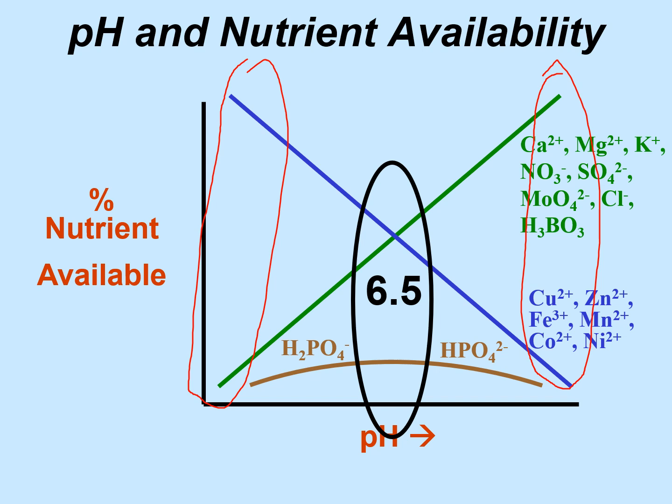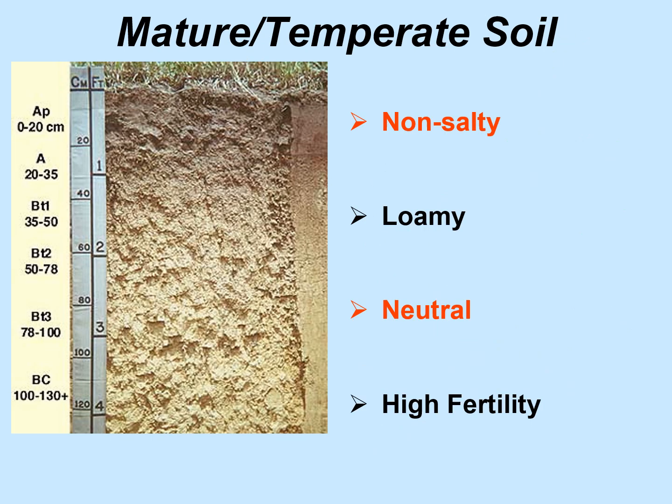So if we think about, where on earth do we find soils with a pH of 6.5 or near neutral pH? And what do those soils look like? So they look like this, right? So these are our sort of mature temperate region soils. They have loam texture, neutral pH, and on average they have high fertility, right? Thick A horizon, full of nutrients, right?